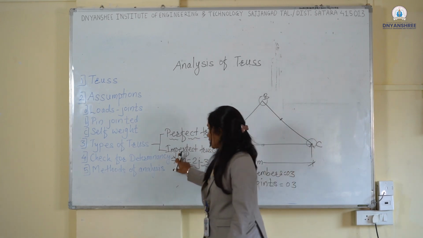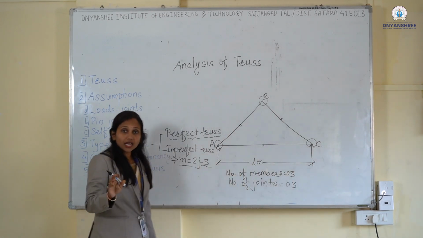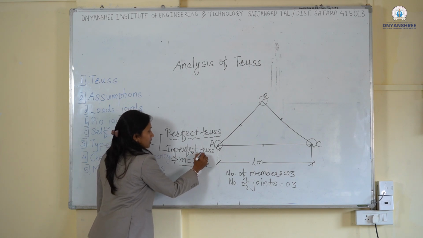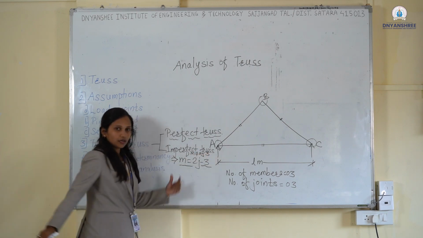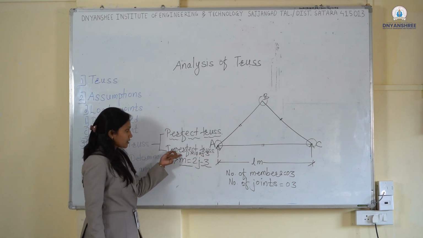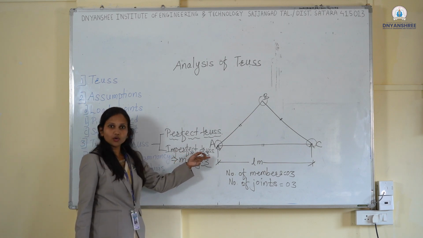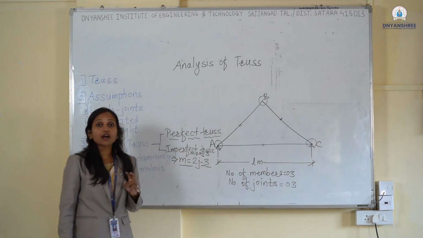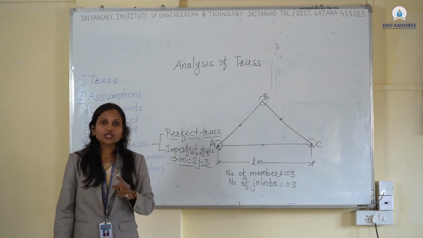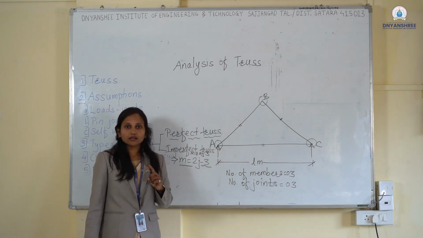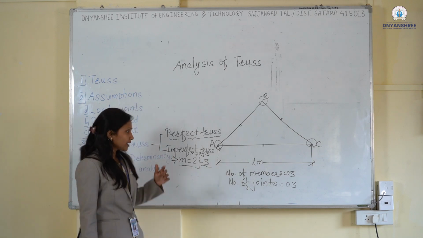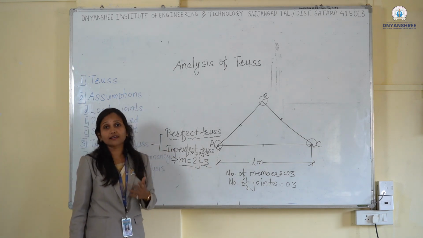Now whenever m is not equal to 2j minus 3, there will be an imperfect truss. Imperfect truss means m is not equal to 2j minus 3. At that time the imperfect truss again has two types. First one is the redundant truss and the second one is the deficient truss. Now let us see what is meant by deficient and redundant truss.